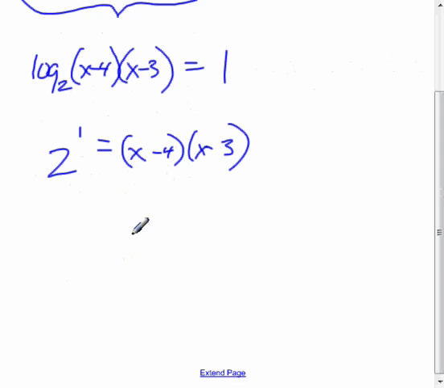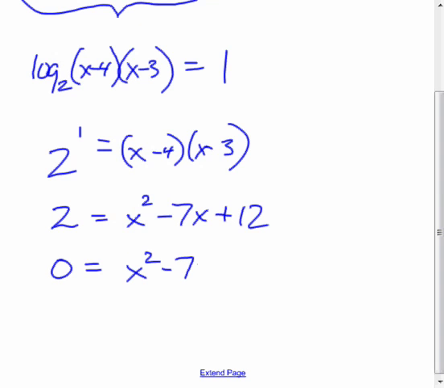Now I can FOIL this out. Looks like we're going to get a quadratic, but I have to make it equal to 0, as with all quadratics, right? So let's FOIL this out. x squared minus 7x plus 12 is equal to 2, and let's make that 0. Let's move the 2 over to the other side and subtract it, so I get 10. Now I've got a quadratic equation.